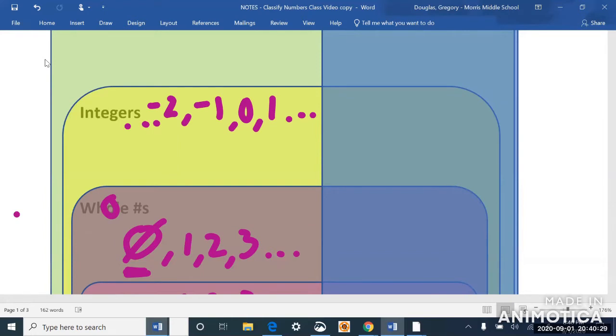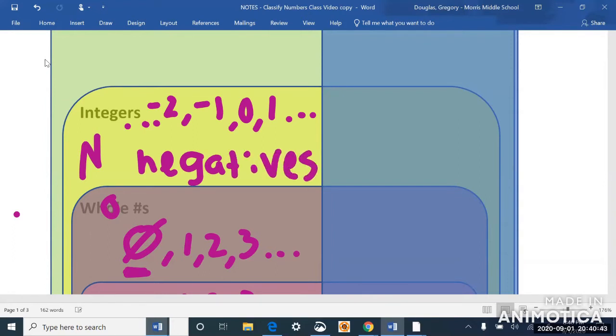One way to try to help you remember integers, okay? The beginning of the word sounds like the letter N, so you could think of negative, negative, okay? That's where negatives first show up, okay? Only a certain type of negatives. We'll talk about that in a second. Okay, so integers are the whole numbers and their opposites, which are negatives.